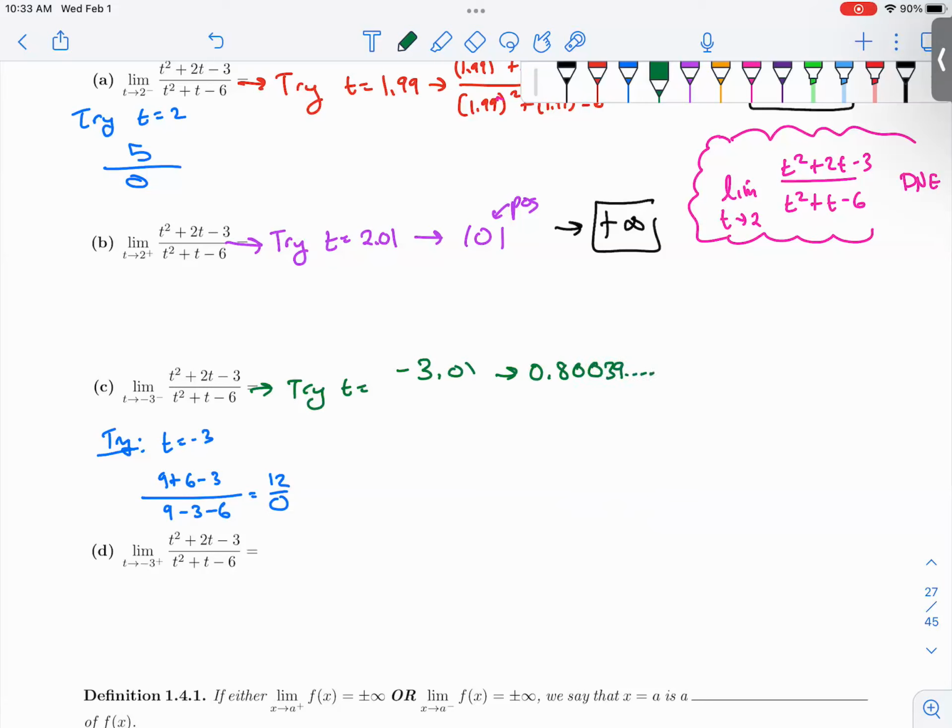Okay, so that's a positive number, so I would be led to believe that it should be positive infinity, but that seems like a small number. Every single other time we were getting big numbers, like 100, 200, 1,000, 10,000, and so forth. So I'm going to add an extra zero. I'm going to do negative 3.001 just to be safe. Never hurts to be safe.